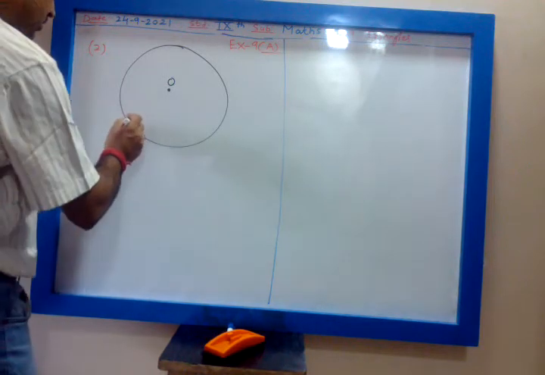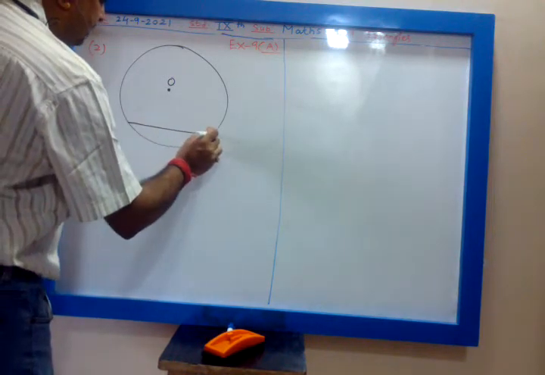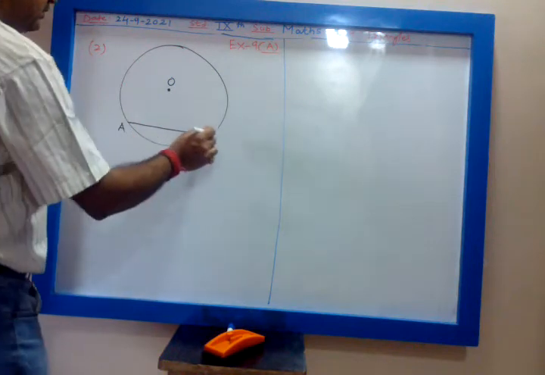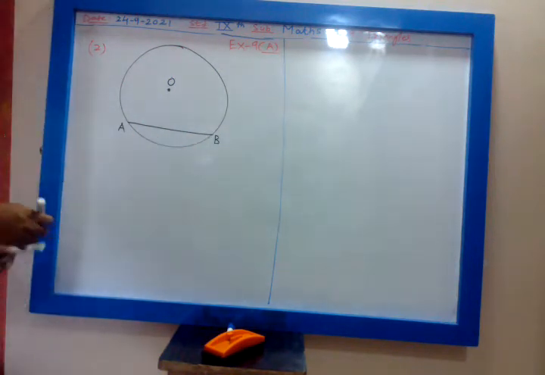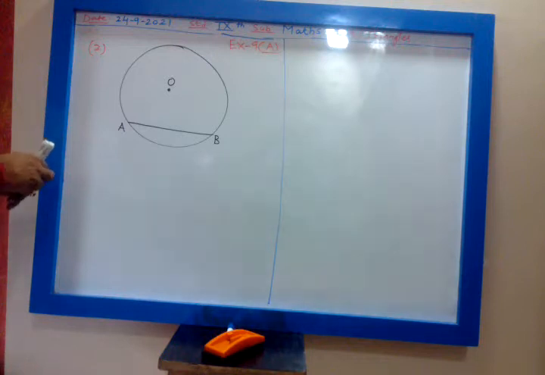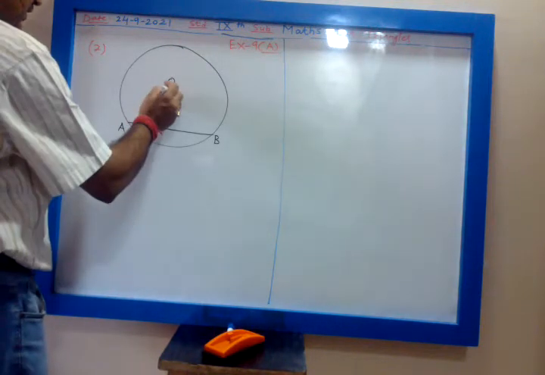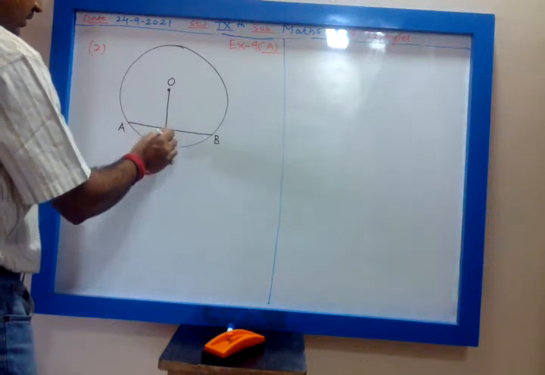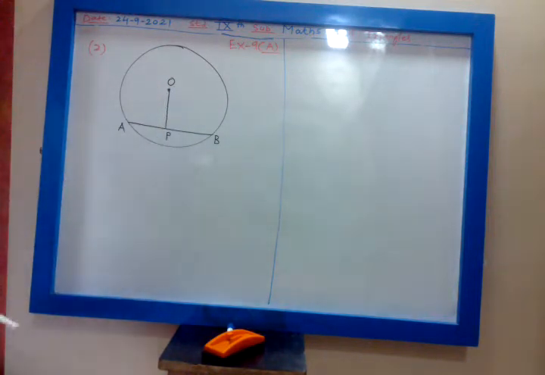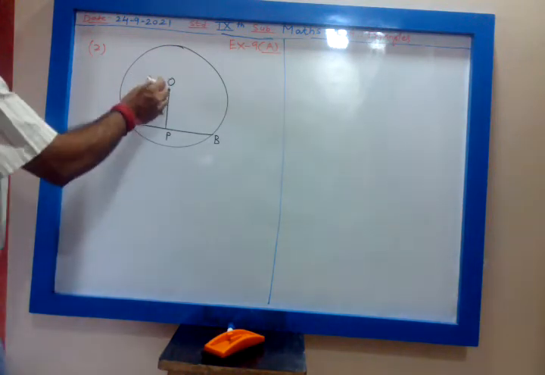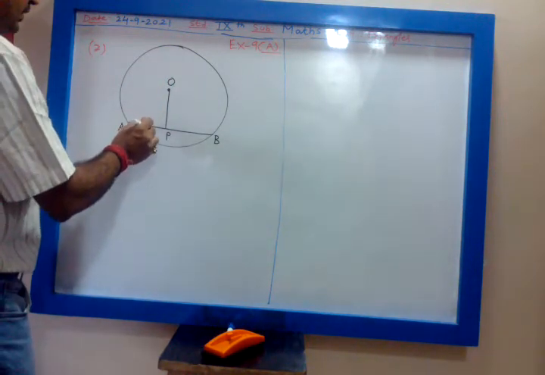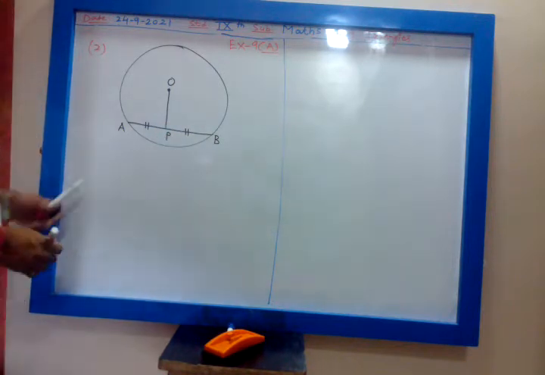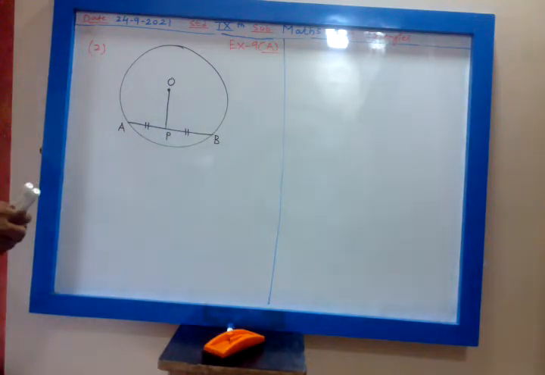Then AB is a chord. What is the longest chord of the circle? Yes, the diameter. Okay. From O, there is a point P on AB, and OP bisects AB. Means AP is equal to PB. It is given in the question. Or you can say P is the midpoint of AB.